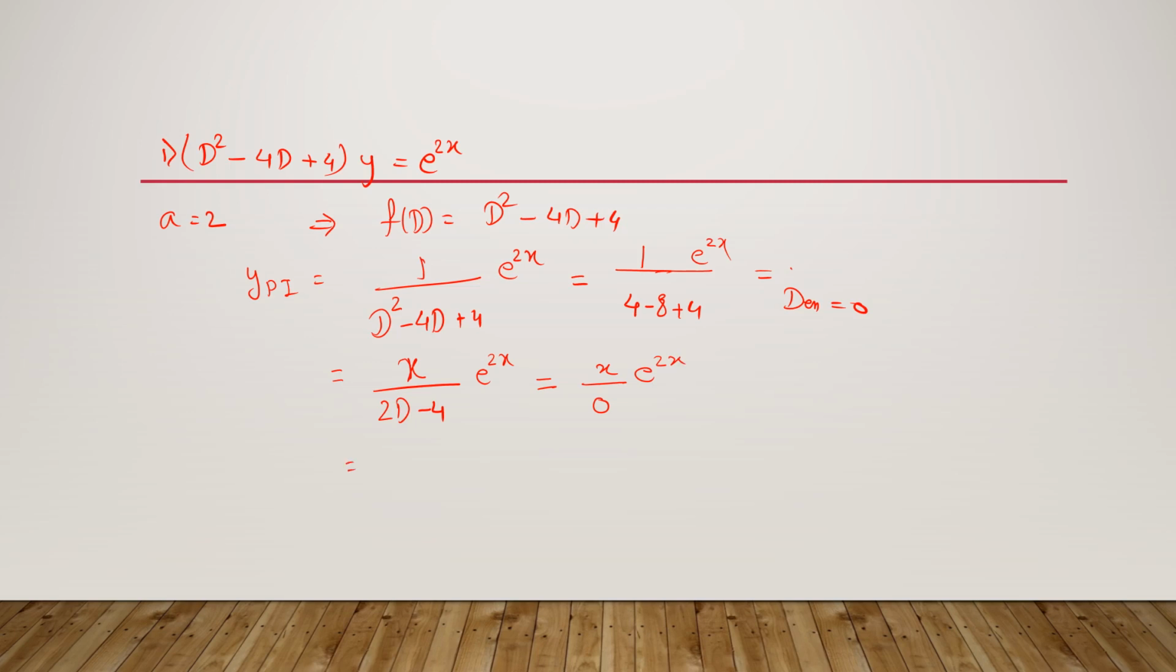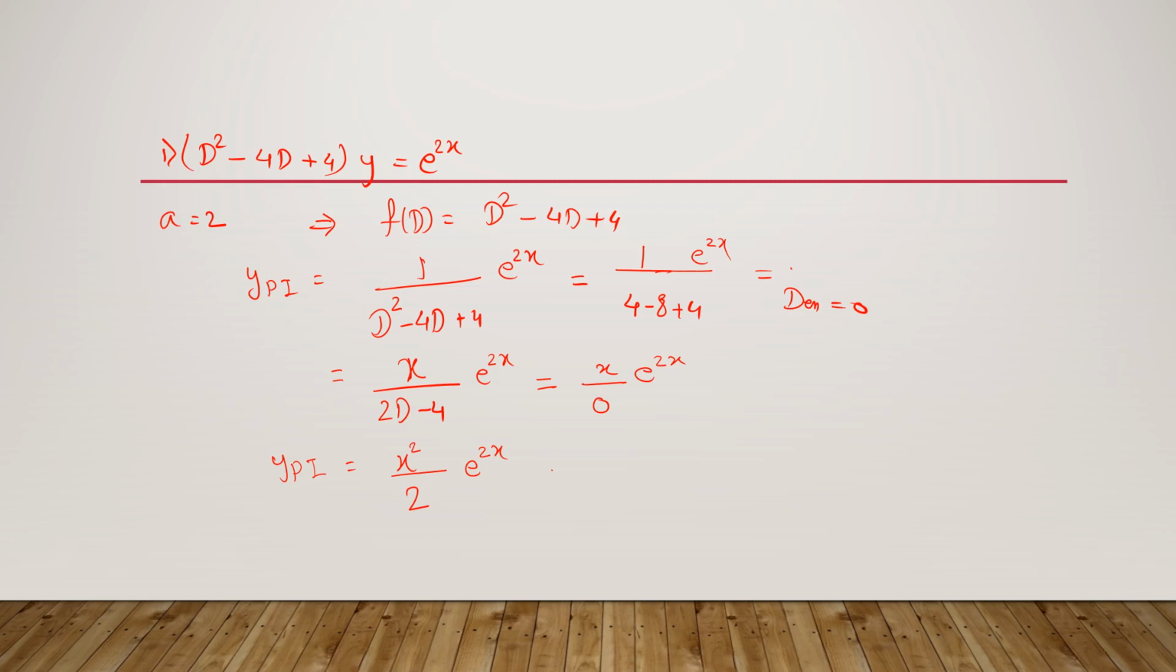After differentiation, what do I get? 2. And once again I need to multiply with x on the numerator. So it will be equal to x square into e to the power 2x. So this will be the solution, as I cannot substitute the value of a in f of D, or there is no term D in the equation. So this will be the solution of our differential equation.